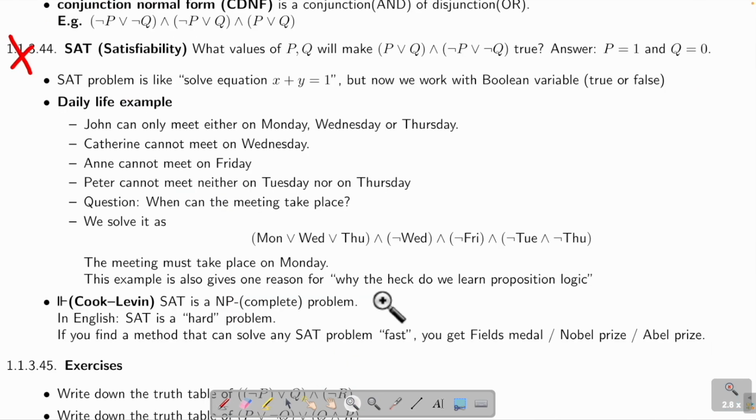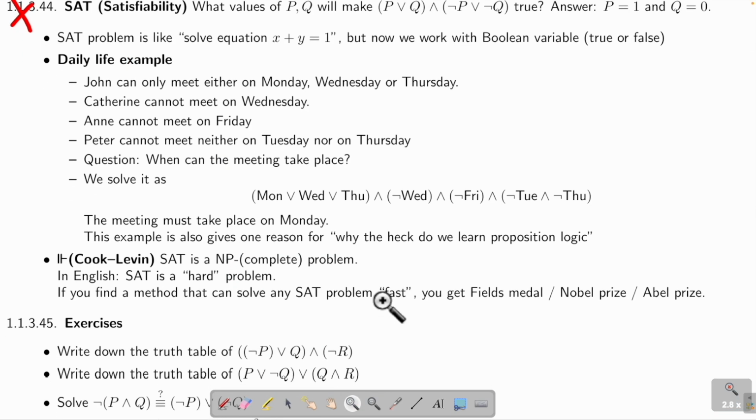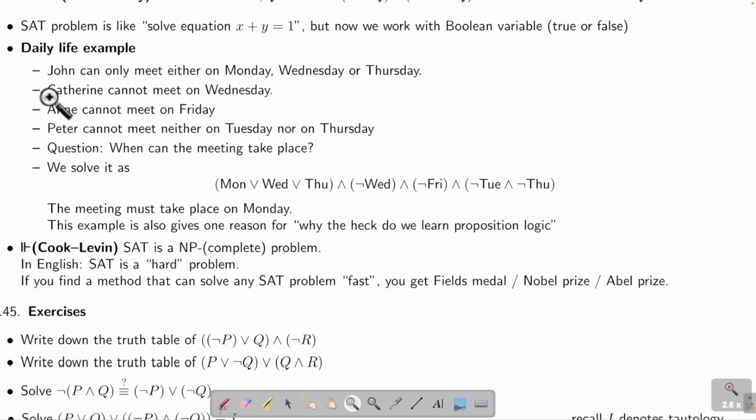And now I'm going to give you an exercise on why we study and, or, not. This is a useful example. Suppose you have a meeting. John can only meet Monday, Wednesday, Thursday. Catherine cannot meet Wednesday. Annie cannot meet Friday. Peter can meet neither Tuesday nor Thursday. Find a day they can meet.